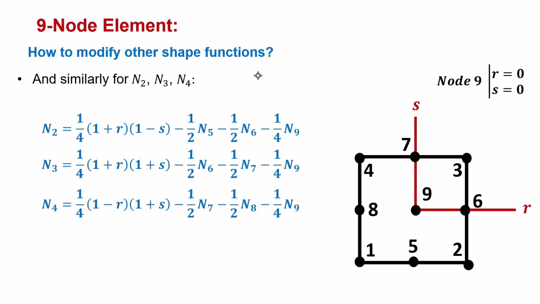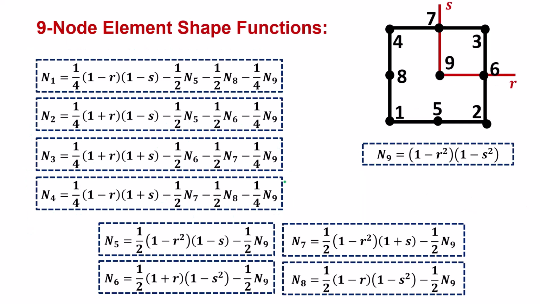So similar to N1, now you can modify N2, N3 and N4 and get the formulas for them as shown here. Here you can see the full set of shape functions for a 9-node quadrilateral element. You can see how 1/4 of N9 is subtracted from N1 to N4, and half of N9 is subtracted from N5 to N8. And also N9 is quadratic in both r and s directions, as you can see here.